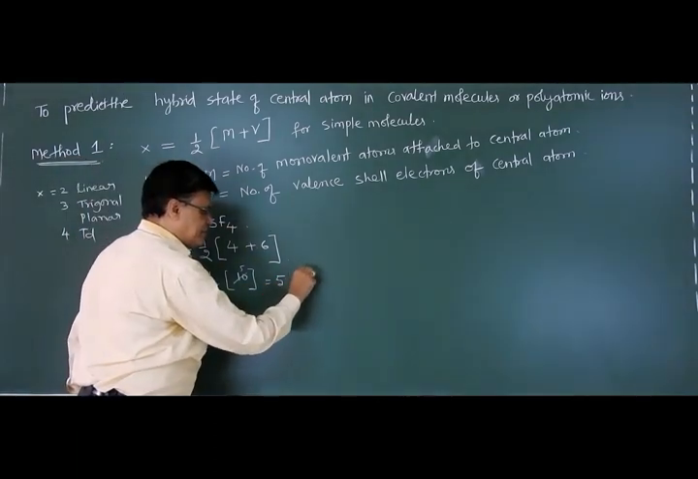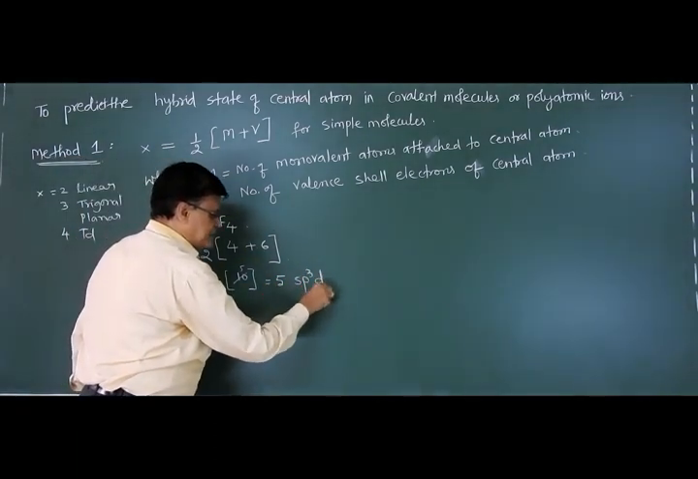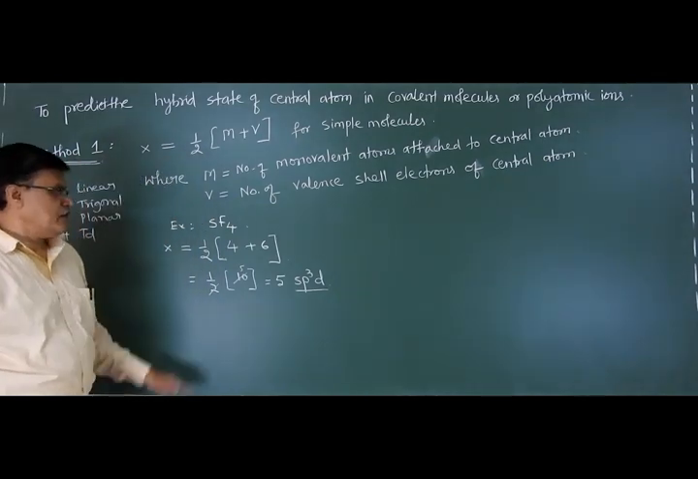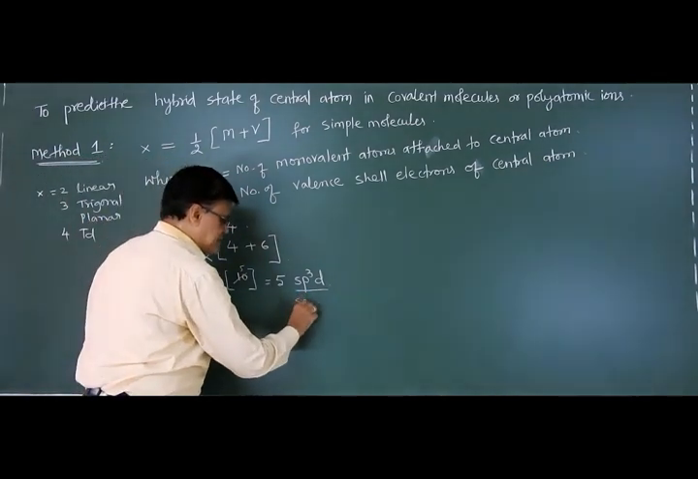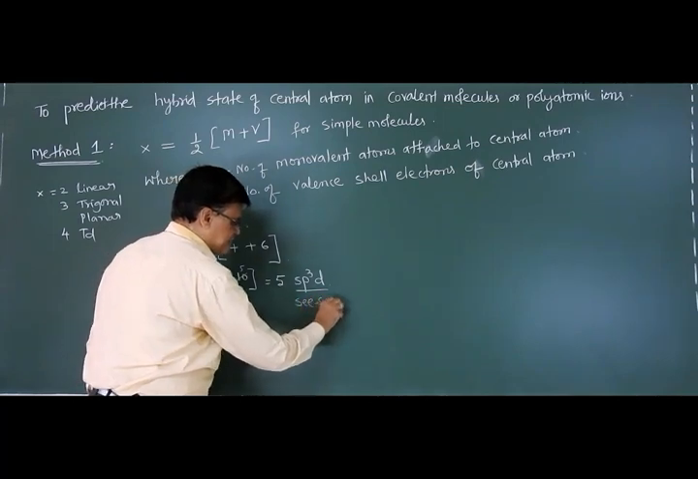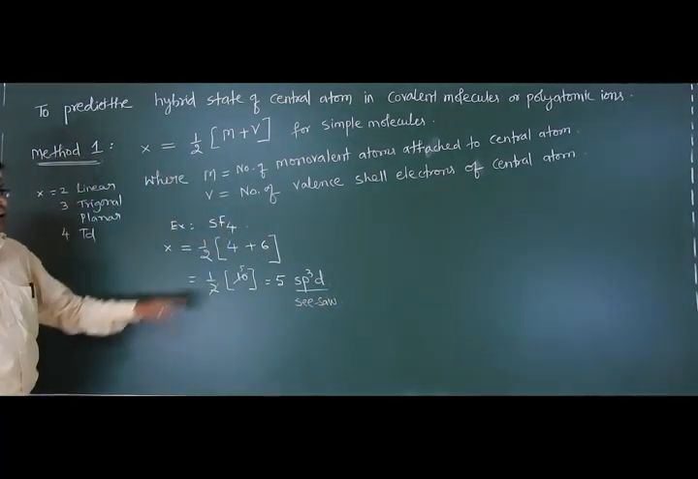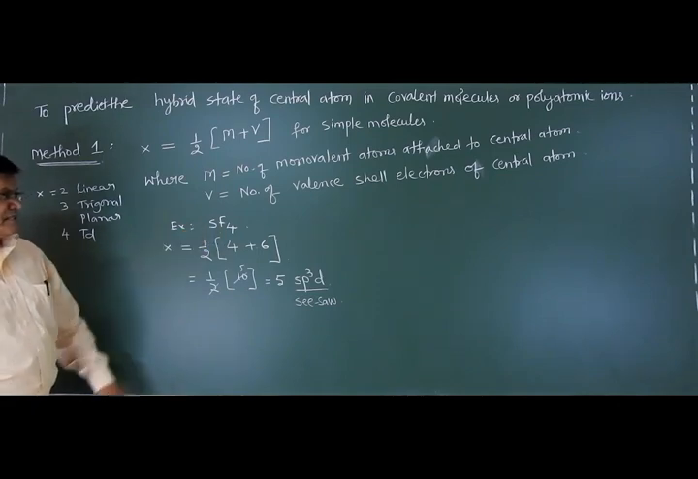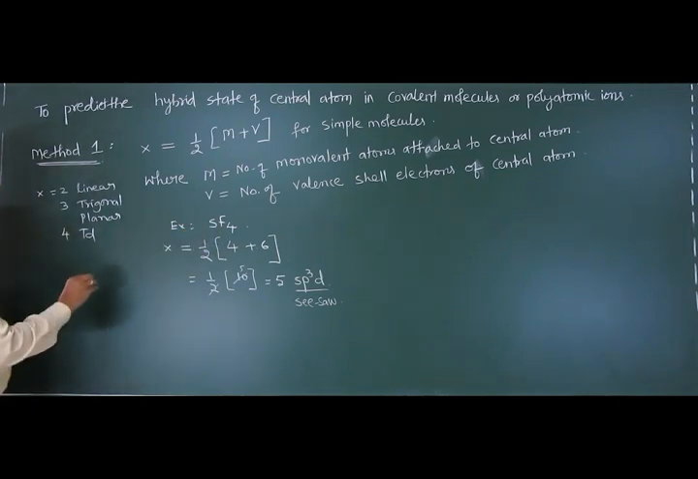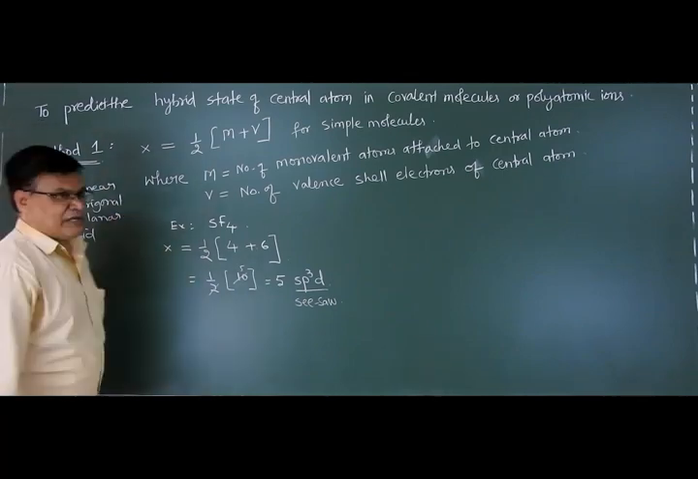What is the hybridization? 3, 4, 5: sp3d hybridization. What is the shape here? Seesaw shape. Already we discussed it. Right? One lone pair will be there. Out of 6, 4 are involved, so one lone pair will be present. Like this, we have to calculate. For simple molecules, that is over.